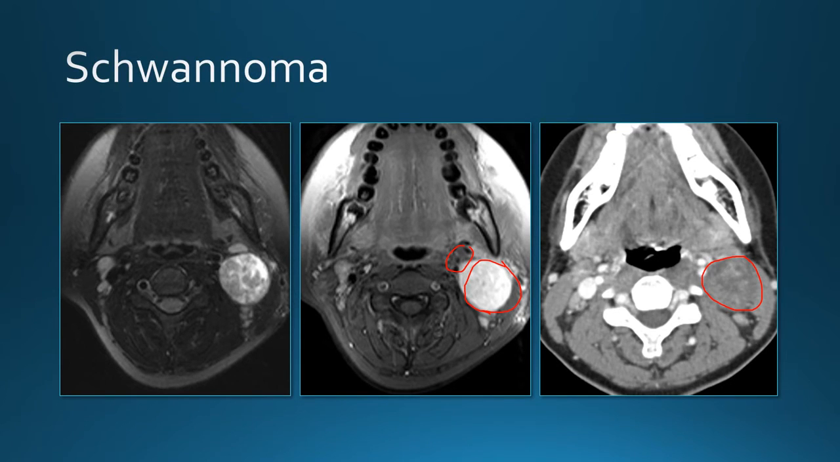And the reason for that is because although the schwannomas will enhance with contrast, they tend to enhance slowly. And the CT is typically done very shortly after the contrast is injected, where the MR is done usually a couple of minutes after the contrast is injected. So the lesion may have time to completely enhance on MRI, but may not yet have enhanced on the CT.